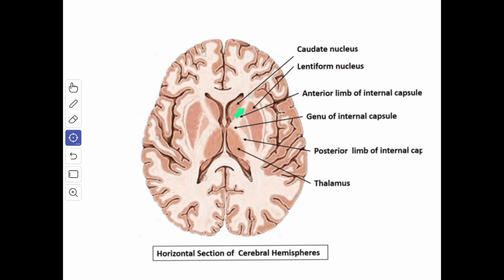The anterior limb lies between the head of the caudate nucleus medially and the anterior part of the lentiform nucleus laterally. The posterior limb lies between the thalamus medially and the posterior part of the lentiform nucleus laterally. The genu is the bend between the anterior and the posterior limb with the concavity directed laterally. The retrolentiform part lies behind the lentiform nucleus and the sublentiform part lies below it.